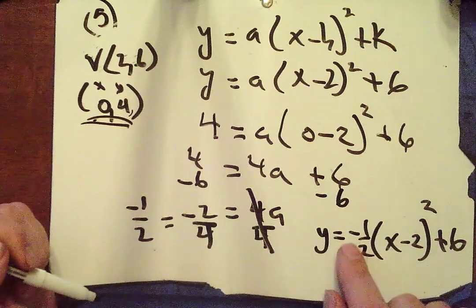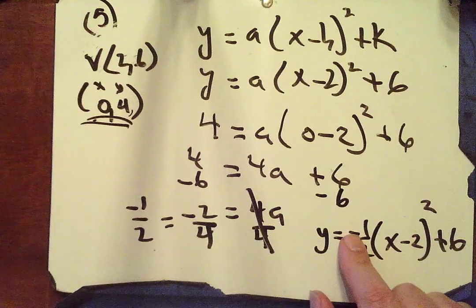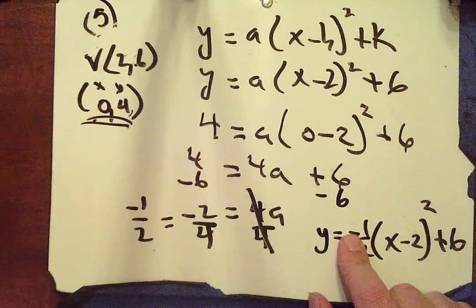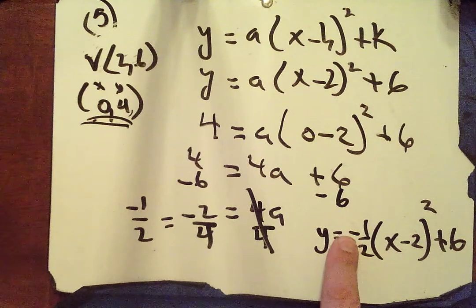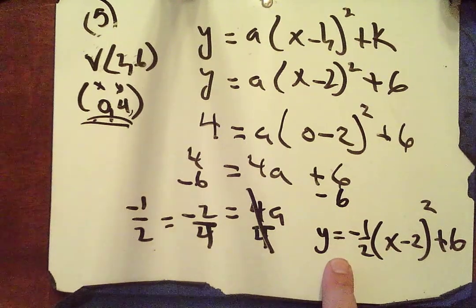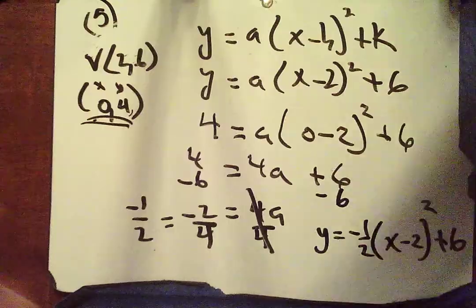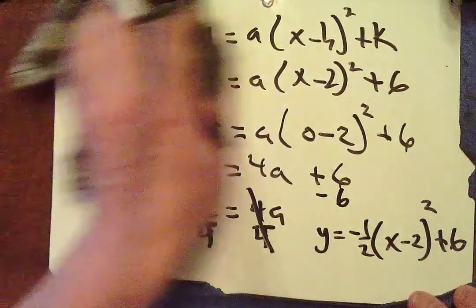Also notice, when you look at the graph for B, that parabola is flipped upside down. It opens down, so I need a negative a. If you don't have a negative a and you're looking at that picture B, you've got a mistake somewhere that you need to go find. All right, let's take a look at 5C.